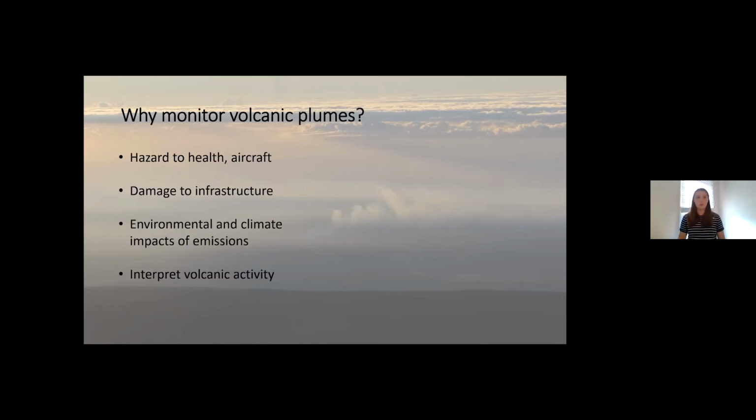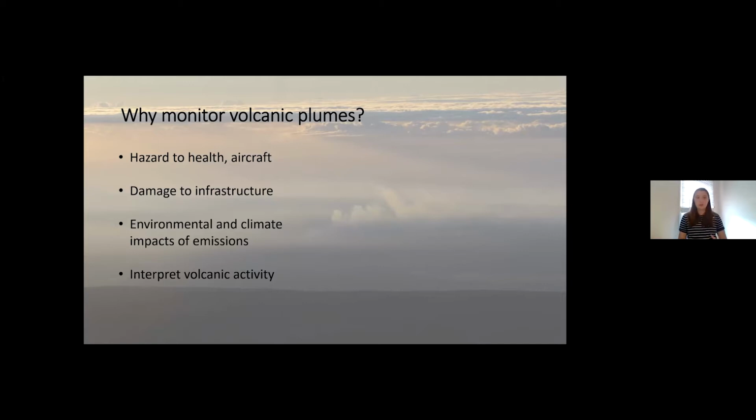So to start with, why do we bother monitoring volcanic plumes? Well, first and foremost, there's the hazard that these plumes present. So local to the volcano, there are hazards that this presents to human health. And then further afield, the potential hazard that these pose to aircraft. So previous encounters of aircraft with volcanic ash have caused considerable damage to planes, and in some cases can lead to engine failure. And so obviously that's a potentially life-threatening circumstance that should be avoided. And so it's important to know the location of these volcanic plumes, particularly ash, in 3 dimensions.